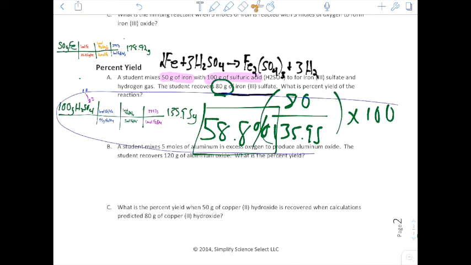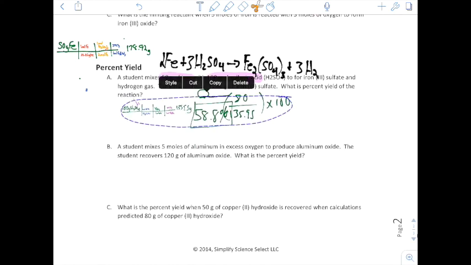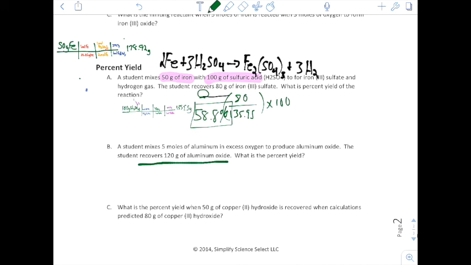I'll give you a few hints. On the next one, it says that a student mixes 5 moles of aluminum in excess oxygen. So there, it kind of cut some of the steps out, because guess what? It already told you that aluminum is going to be your limiting reactant, so you don't have to do 2 conversions now. You just start with aluminum. And it says to produce aluminum oxide, the student recovers 120 grams of aluminum oxide. So he recovers this, therefore that is your actual yield. And now all you have to do is calculate the theoretical.